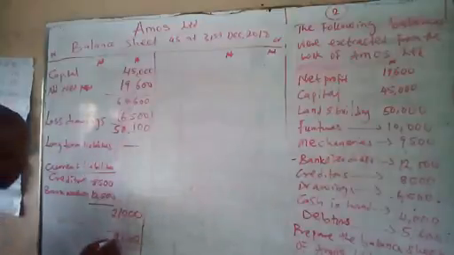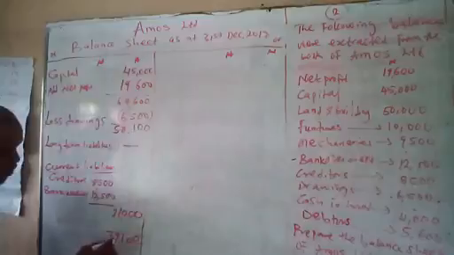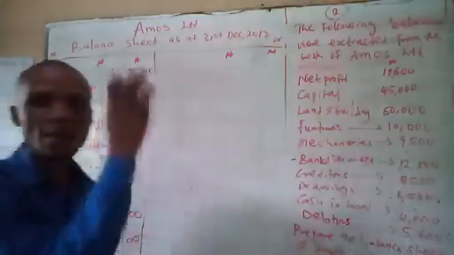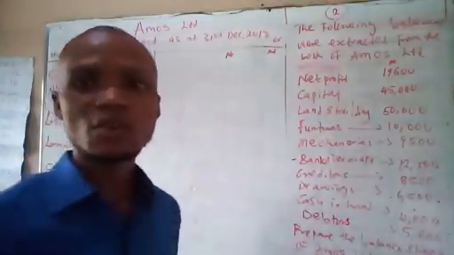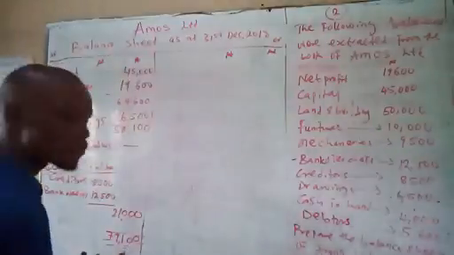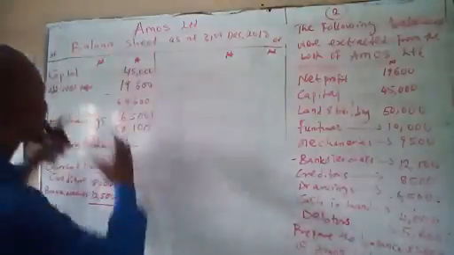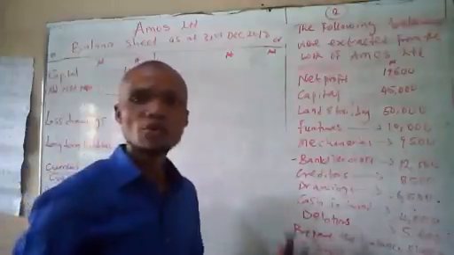8 plus 1 we have 9. 5 plus 2 we have 7. Then we have 79,000. The total capital base and the liability of the business now amounts to 79,100. That is all on the debit side. Then you move to the credit side.